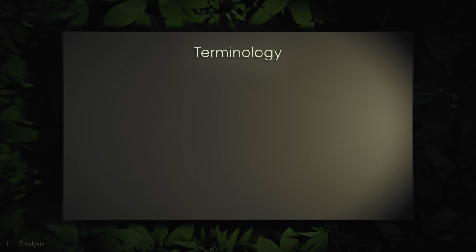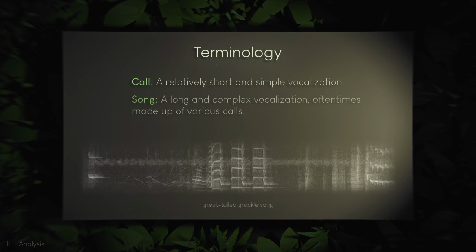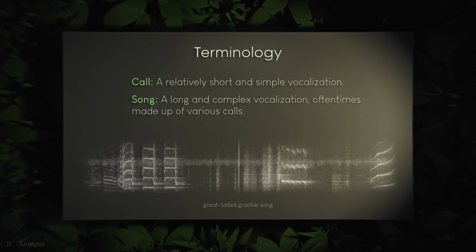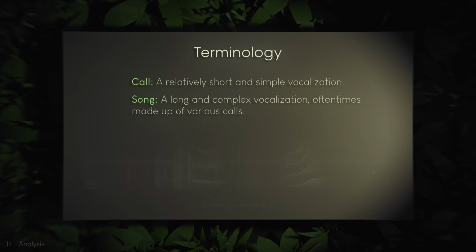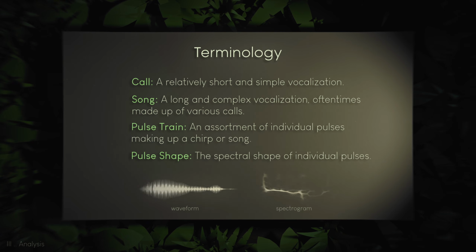For this series, the relevant terms are as follows. A call is a relatively short and simple vocalization, while a song is a long and complex vocalization, oftentimes made up of various calls. Even more specific to this video, some animal groups, like insects, use pulsation to make sound. In this case, a pulse train is the assortment of individual pulses making up a chirp or song. A pulse shape is the spectral shape of individual pulses. By spectral shape, I'm referring to the shape of its amplitude and frequency over time.